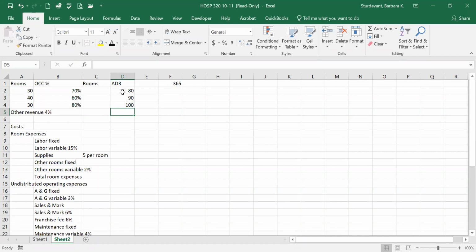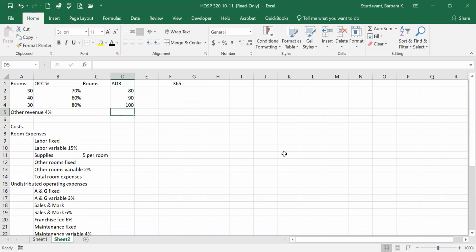And then they broke down the expenses. So we had room expenses, labor, we have a fixed and a variable. Now this one, it says the variable should be the percentage of room sales. The one we did the other day in class was the variable was a percentage of total sales. So just watch that. Supplies were $5 a room. Other room expenses, we had fixed and we had variable. So that's kind of what I have down here.